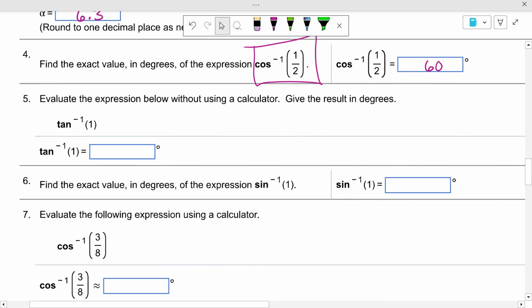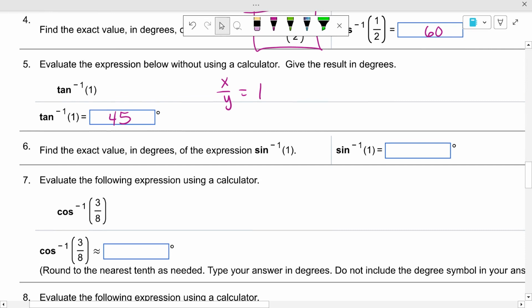Where's the tangent equal to 1? Ooh, on this one, we have to figure out where the x value over the y value equals 1. Where the x value and the y value are the same, where the sine and the cosine are the same. At how many degrees is the sine over cosine the same? At 45 degrees. Where's the tangent 1? 45. Where is it -1? -45.